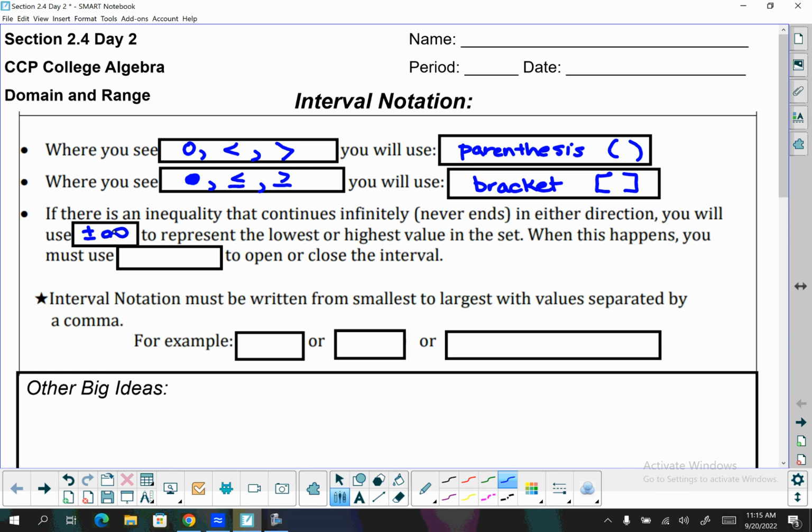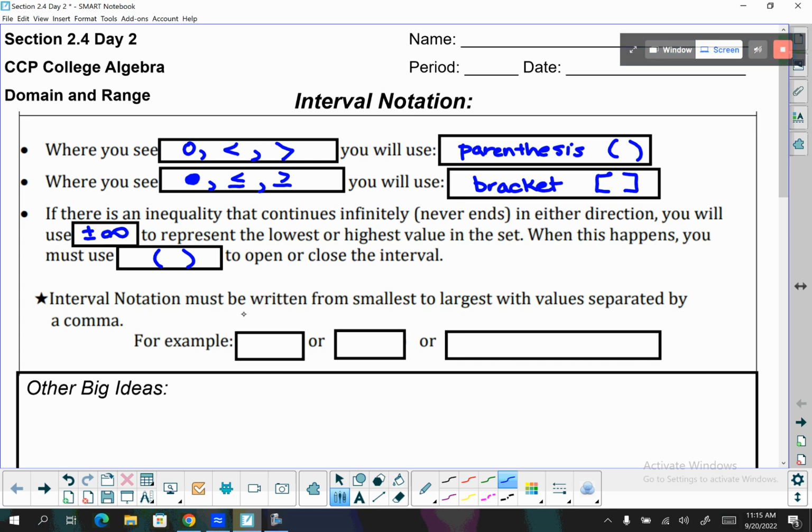When this happens, you must use parentheses, okay? Infinity is not a number. It's this idea that we approach. We can't ever equal infinity. So that's why we always use parentheses, because parentheses are used when something is not equal. Okay, interval notation must be written from smallest to largest, and the values are separated with a comma.